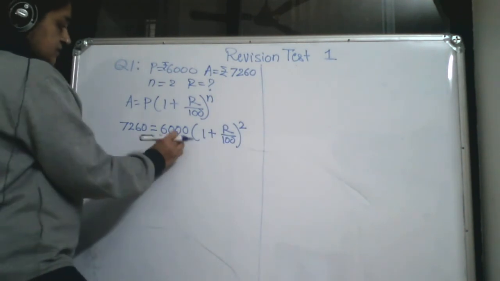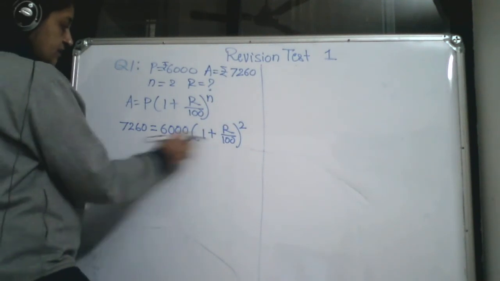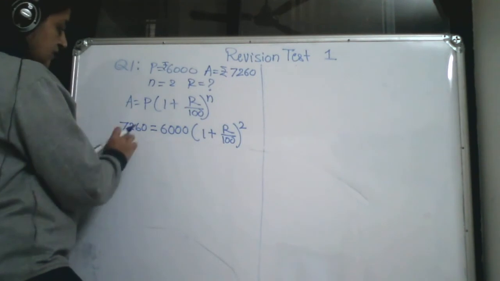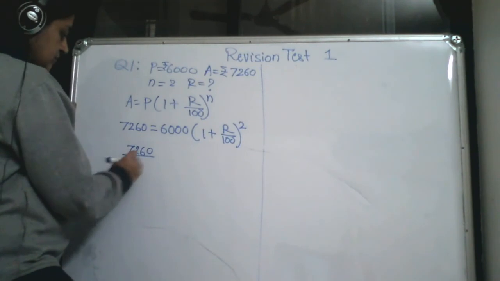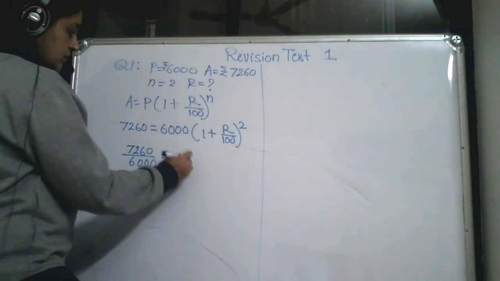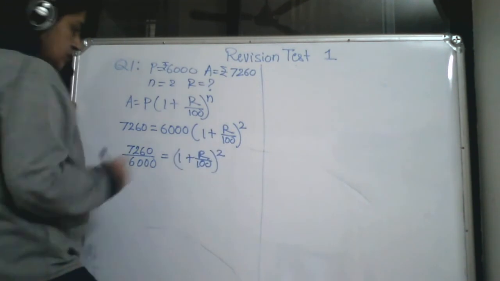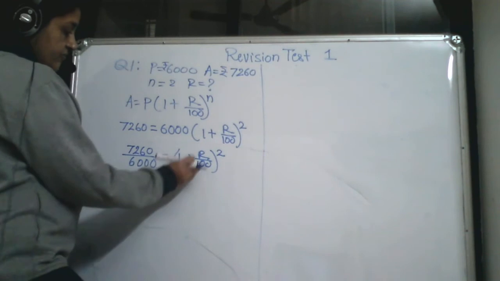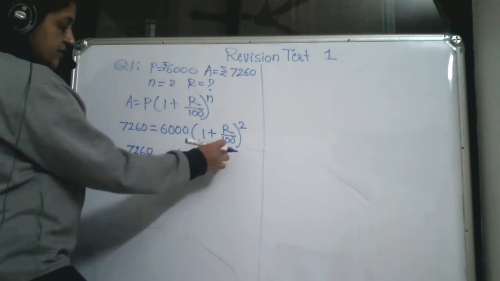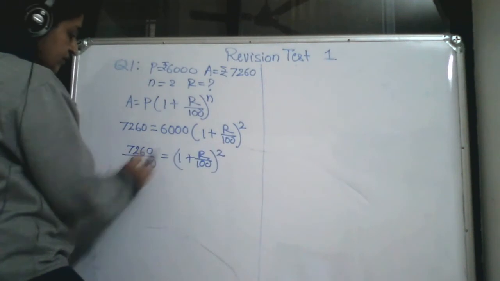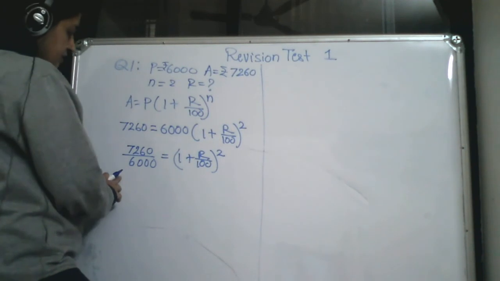Now let us take this 6000 to the LHS. 6000 is in multiplication with this bracket, so if it is transposed to the LHS it becomes division. So 7260 upon 6000 is equal to 1 plus R upon 100 to the power 2. Now you have to understand here, if in this case where you are supposed to find the rate of interest, this bracket raised to the power whatever comes, the same power would come here also, but you should check whether these two numbers are perfect squares or not.